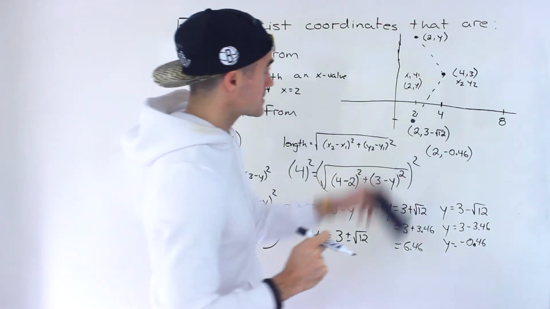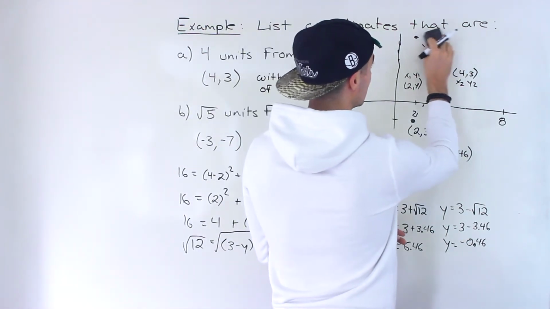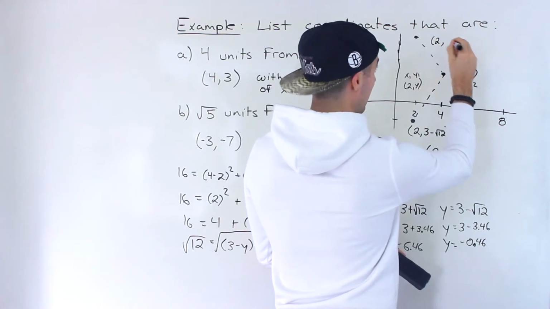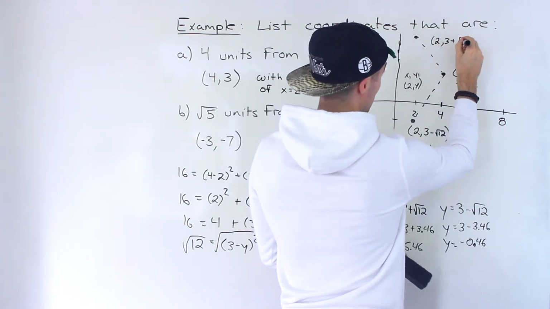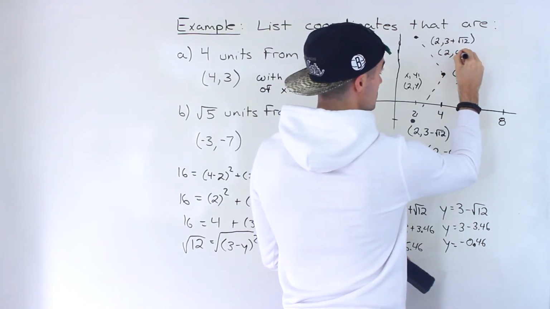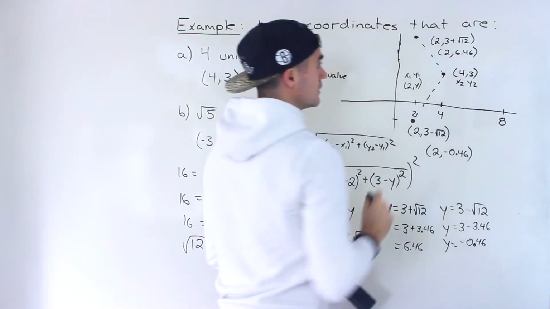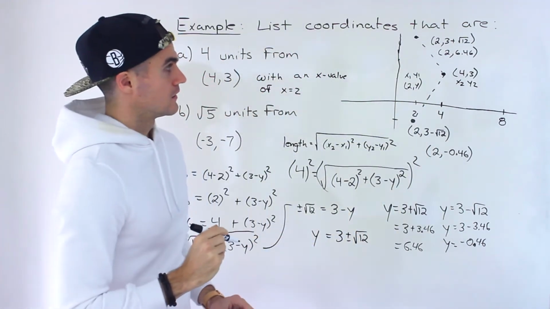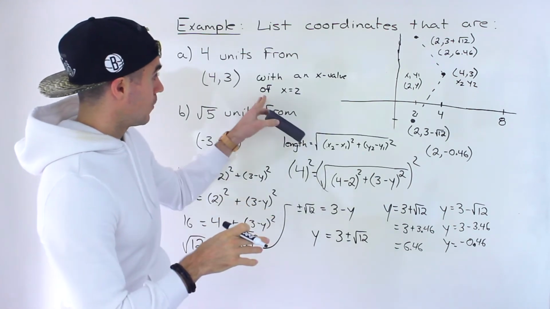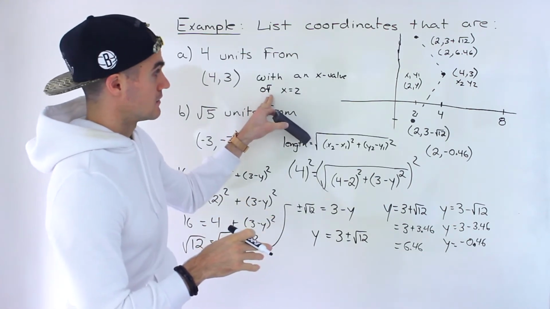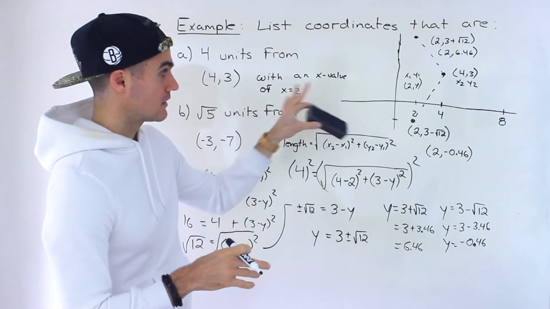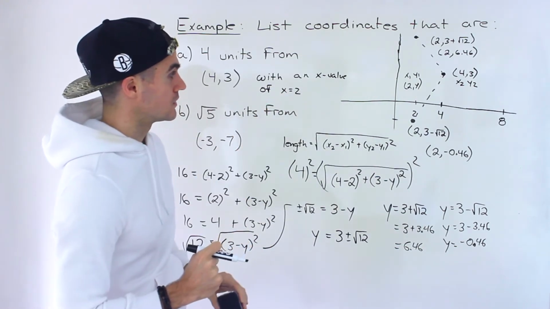And then this upper point, we would have 2 and then 3 plus root 12, or it could be shown as 2 and 6.46, positive 6.46, like that. Okay, so that's how you can get points when they specify a certain x or y value. Okay, that's the way that you would go about it.